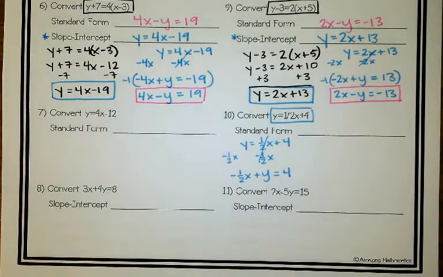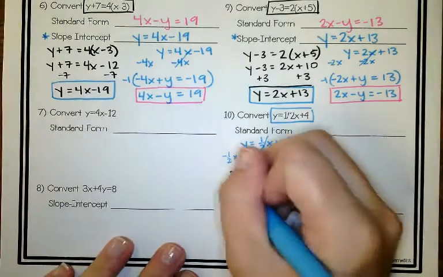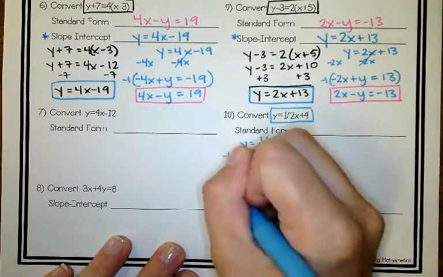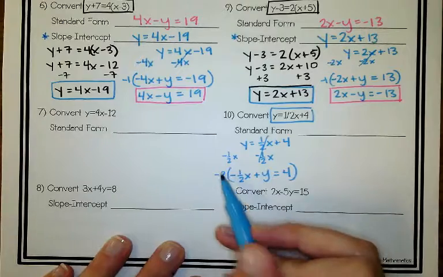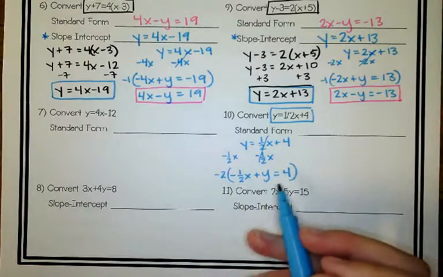Okay, now we have a new problem. Now we not only have a negative number that's leading, we also have a fraction. So in order to clear our fraction, we are going to multiply this by negative 2. So whenever you want to clear a fraction, you multiply by the denominator. Do y'all feel okay with that?